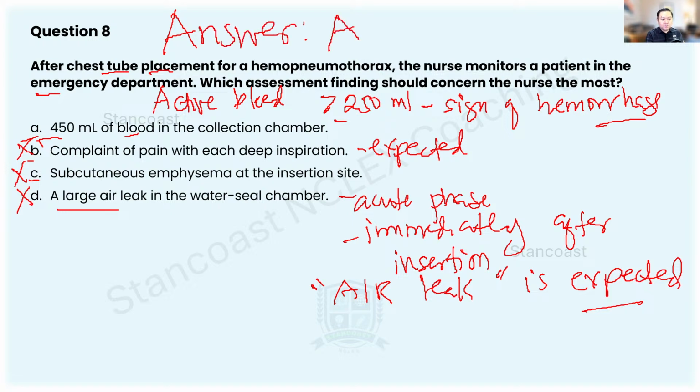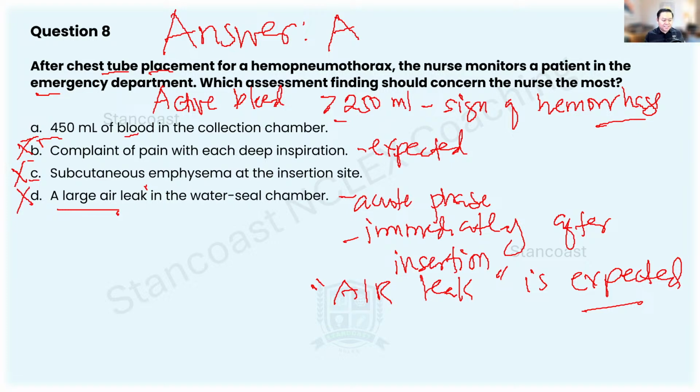So, to wrap this up, the air leak during the acute phase is an expected outcome. We need to keep monitoring the patient. Subcutaneous emphysema is also an expected finding, especially during an air leak. During the immediate phase, yes, we're going to keep monitoring this patient as well.